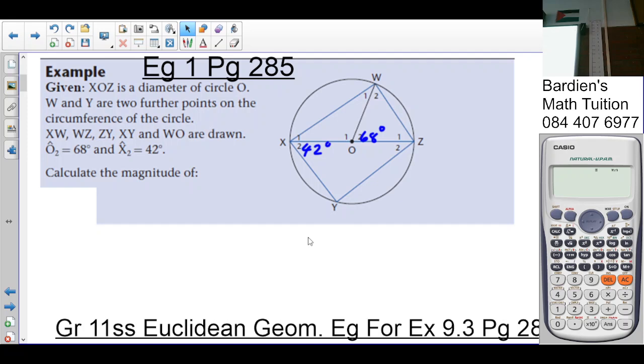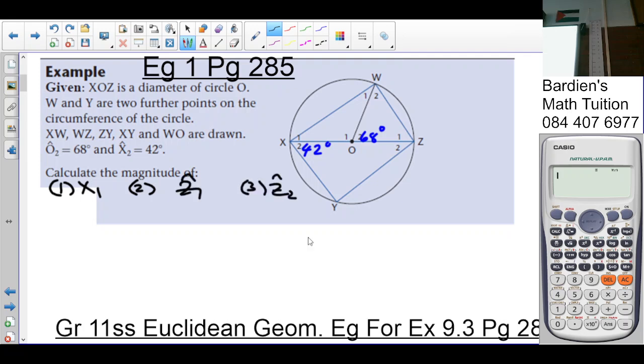Calculate the size of x1. Okay, so the first question was x1. The next ones were z1 and z2. Okay, so let's go with the first one. Number 1, x1.